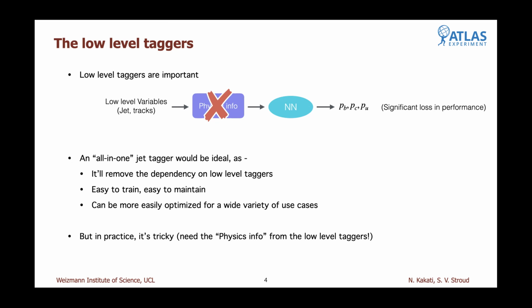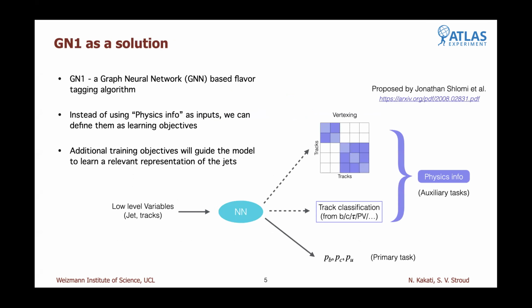But in practice, it's a bit tricky. Again, as I said, we need the physics information that we get from the low-level taggers. To have a tool that does this classification but also can extract that physics information is a bit tricky. And as a solution, it leads us to GN1.